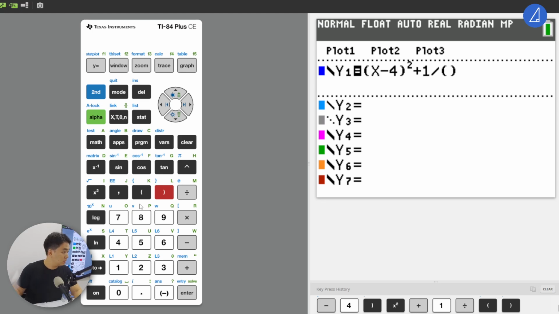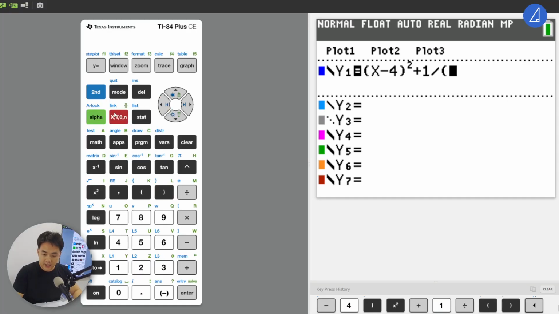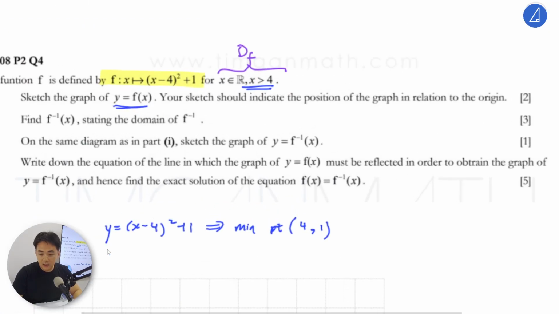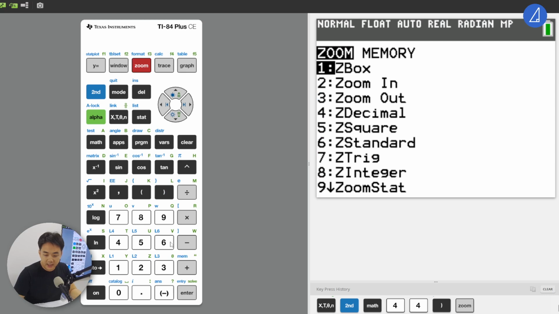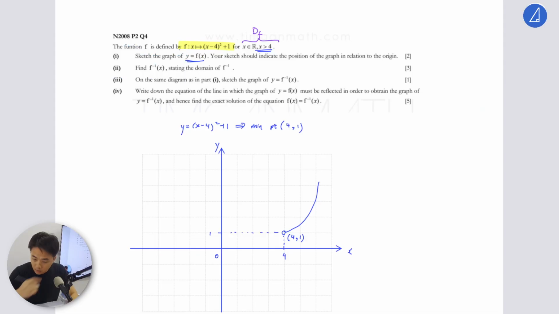Then you just put x bigger than or equal to 4. Regardless, I always put the equal sign. So this is what we did last week. The domain, you treat this as graphing techniques, because for graphing techniques you use your GC. Once you're done, you can just zoom standard to the graph. Any of you have any issue, let me know. This is the graph that you're looking at, your y equals f(x).